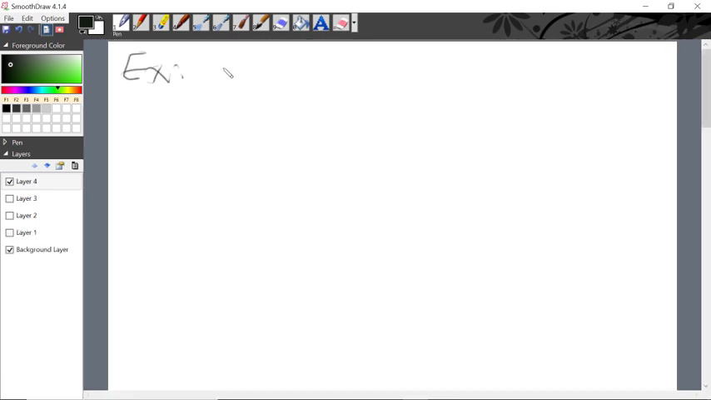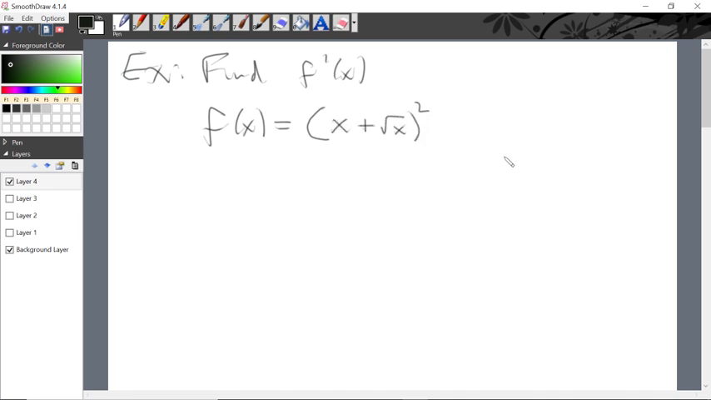How about this example? Let's see. Find f prime of x given that f of x is equal to, how about x plus root x to the power of 2? Okay. How do we find f prime of x?